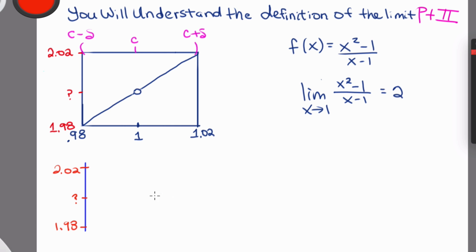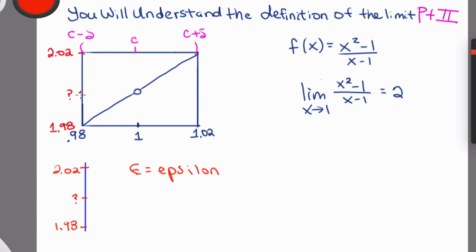Taking the same approach with the outputs, now we need to find some symbol that will represent a small distance away from our output of interest. Let's use epsilon. Epsilon will represent a small distance away from this output of interest.